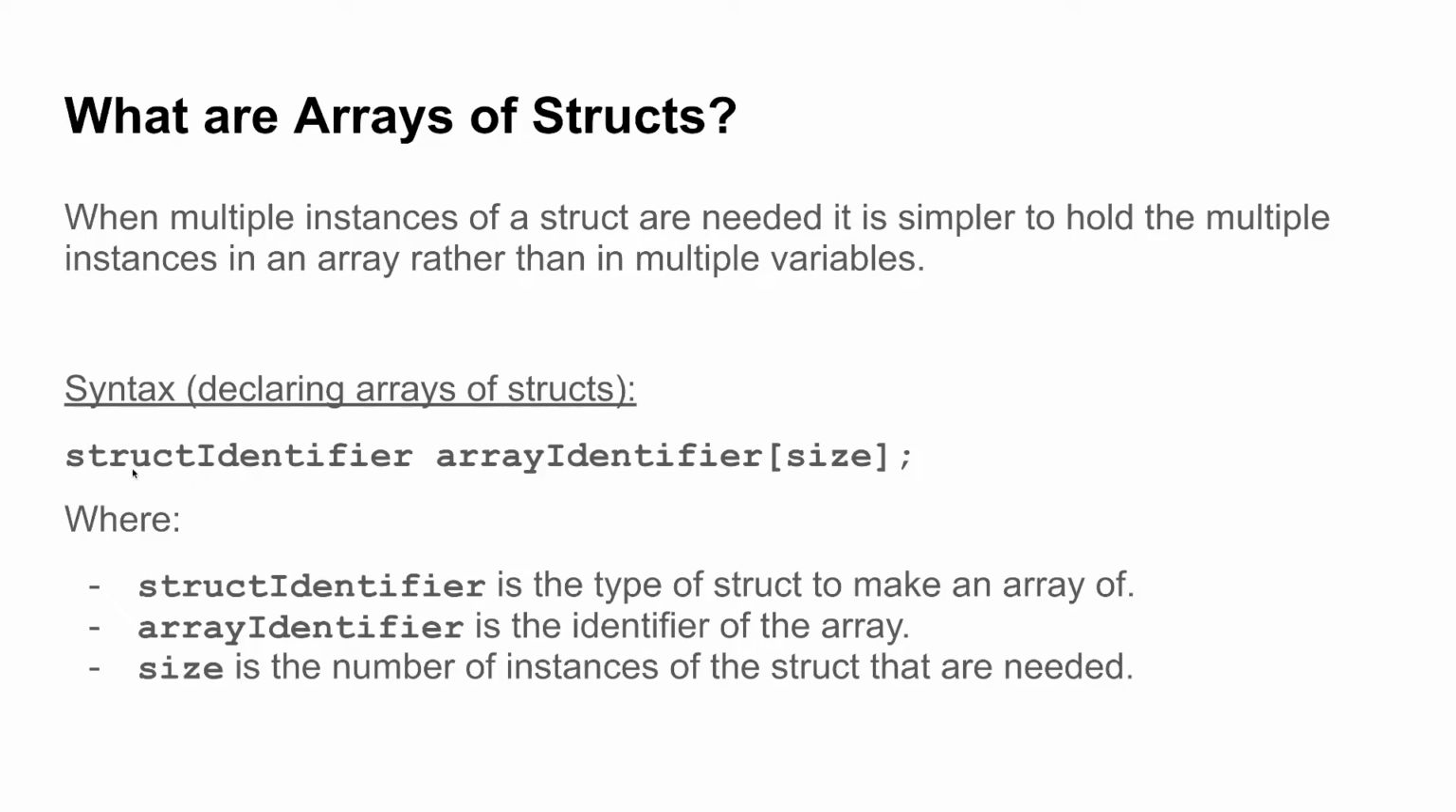We are going to have some struct identifier and then an array identifier that is going to be just the name of the array that we're going to call it in our program. And then we need some size, where the struct identifier again is going to be the struct that we want to make an array of. The array identifier is going to be the identifier of the array that we are making. And the size is the amount of structs that we want.